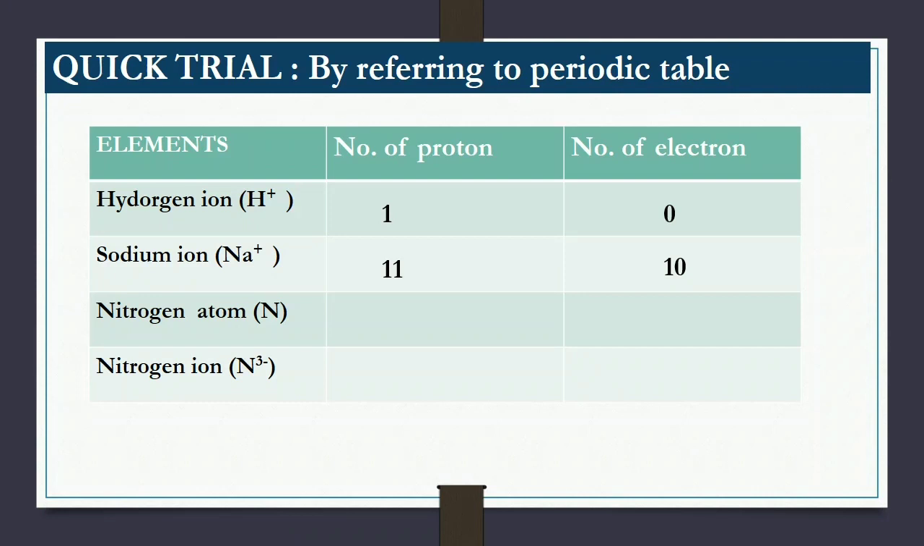For a neutral nitrogen atom, nitrogen has 7 protons. If it is neutral, the number of protons is the same as the number of electrons, which is 7. For the nitrogen ion N 3 minus, the nitrogen atom has gained 3 electrons. So the number of protons is still the same and the number of electrons will be 10.